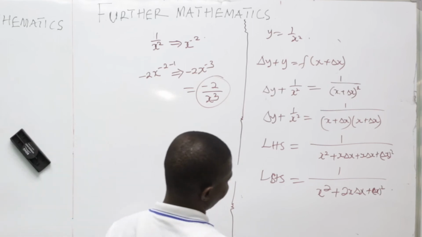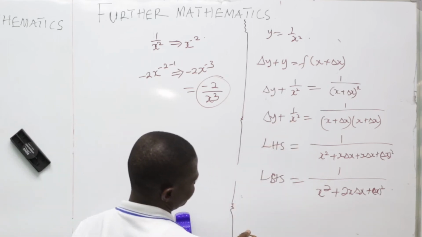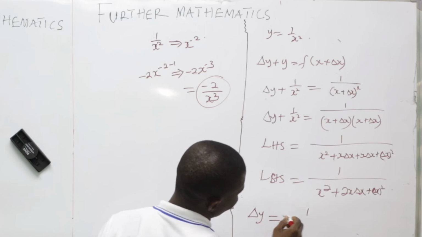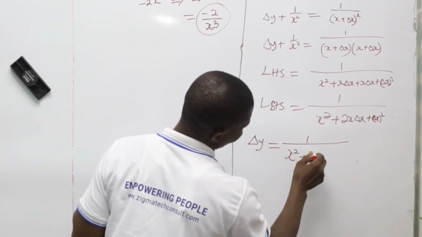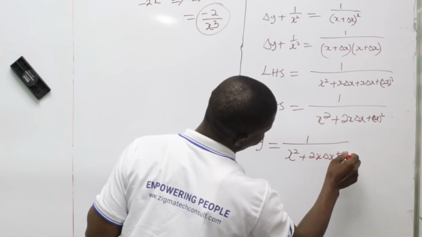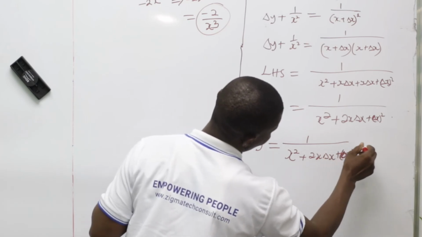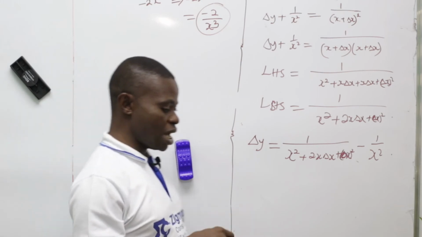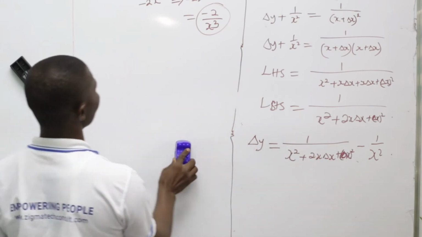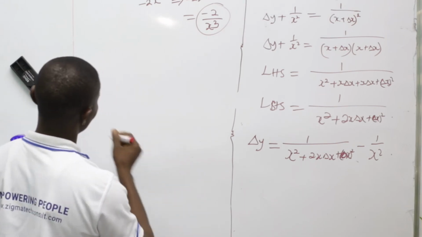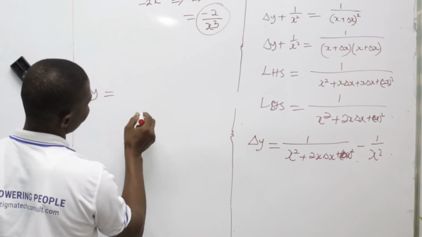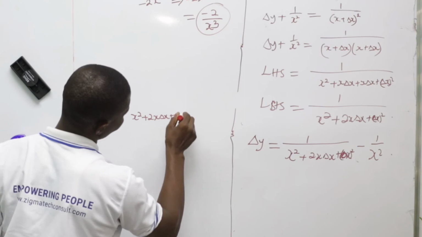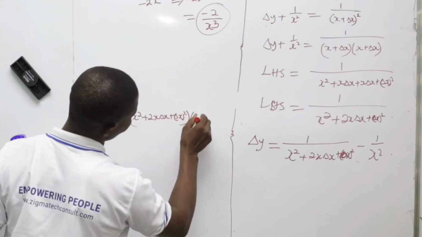What's going to happen here? We'll invite this gentleman, that is change in y equals 1/(s² + 2s change in s + change in s²) - 1/s². It means that we are going to take the LCM of the denominators. So the LCM here, bear it in mind, change in y equals our LCM, s² + 2s change in s + change in s², into this s².